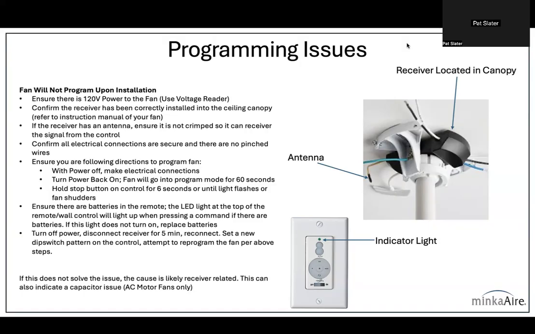Next, ensure you are closely following the instructions for programming. Programming details are found on the instruction manual, and we have outlined them previously. Be sure there are batteries in the remote and that the indicator light at the top of the remote is lighting up when you press a command. If the indicator light on the remote control does not light up, there is no signal being sent to the fan. Replace the batteries and reprogram the fan.